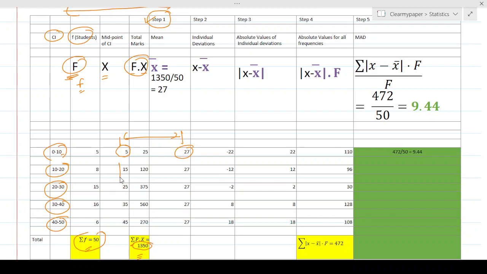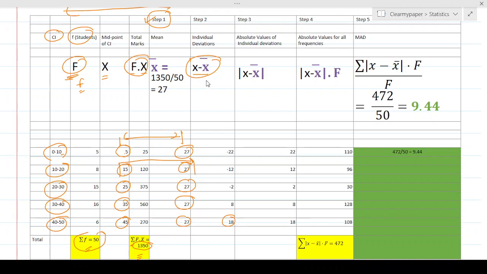Similarly, what is the distance between 15 and 27? So how far on an average are the midpoint marks that we have got from the mean, sorry, not median, from the mean. So we need to calculate the difference, which is x minus x bar. That's what we are getting here, right? So if you see here, 5 minus 27 is minus 22, 15 minus 27 is minus 12, this minus this is minus 2, this minus this is plus 8, and 45 minus 27 is 18.